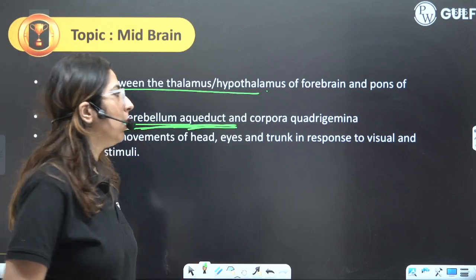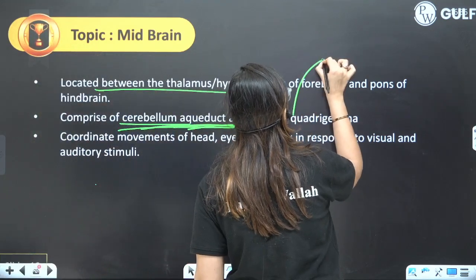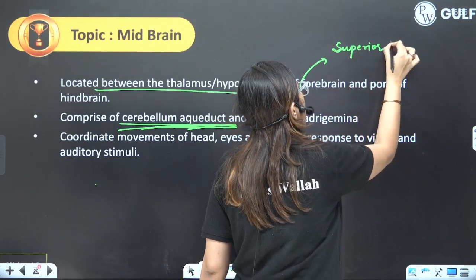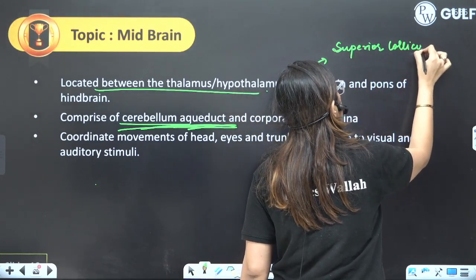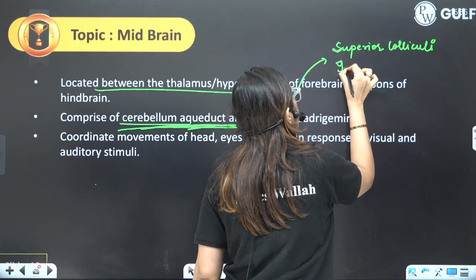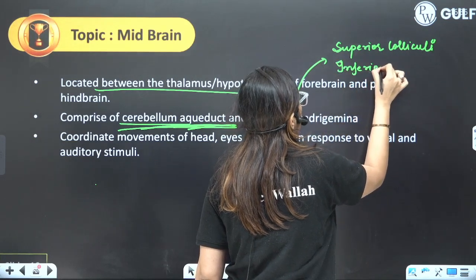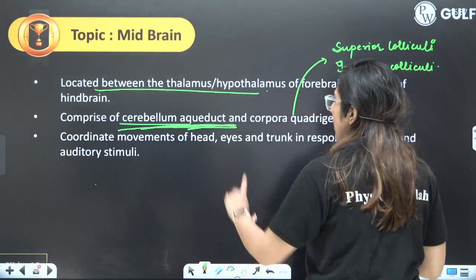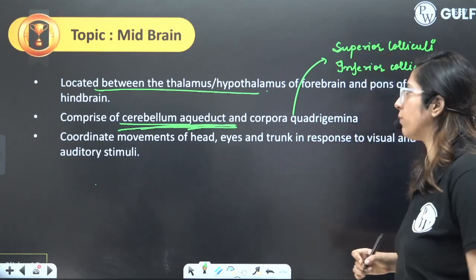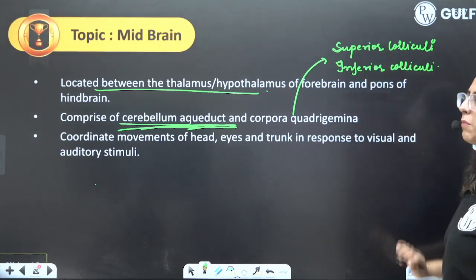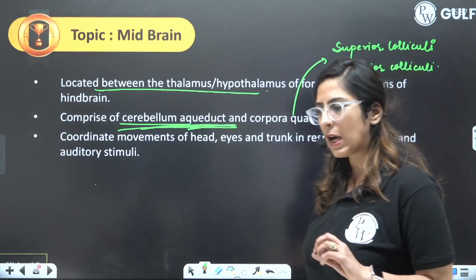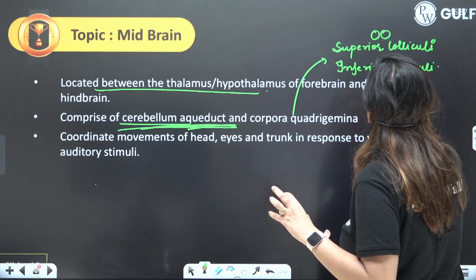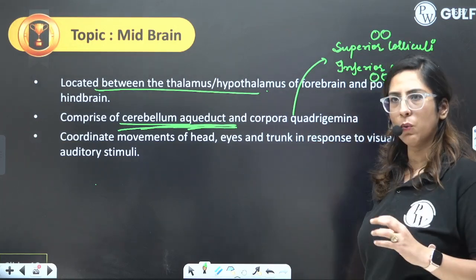Okay. So corpora quadrigemina, here you will find two superior colliculi and two inferior colliculi. I'll explain the cerebral aqueduct also, just wait for some time. Superior colliculi and inferior colliculi. Here in quadrigemina, 4 lobes are present, 2 are present at the upper position, 2 are present at the lower position.